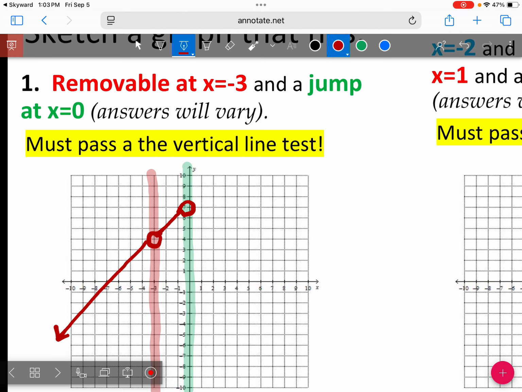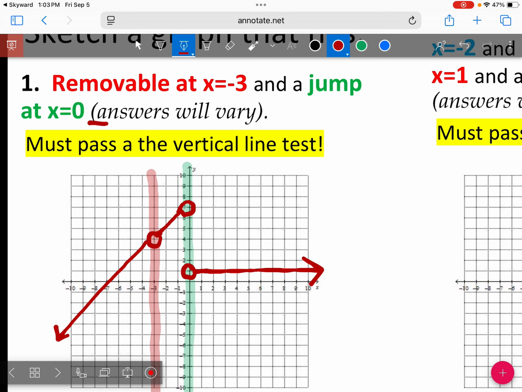So when I do my jump, I'm going to jump down. I'm going to put an open circle. It could be open or closed. And again, I'm just going to keep it simple and just make it go that way. That's like a really basic graph.